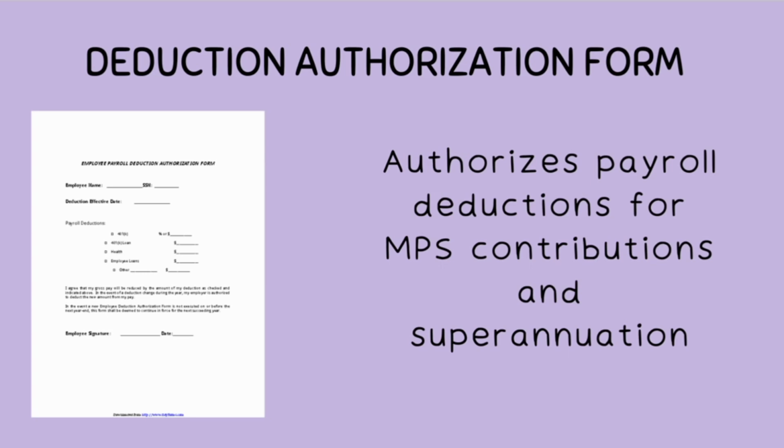Second is the deduction authorization form. Payroll deductions are amounts withheld from an employee's payroll check, and these amounts are withheld by their employer. Among these deductions are insurance, pension contributions, child support payments, taxes, and many more. As you can see, I already put an example of the form so that you can see how it works.